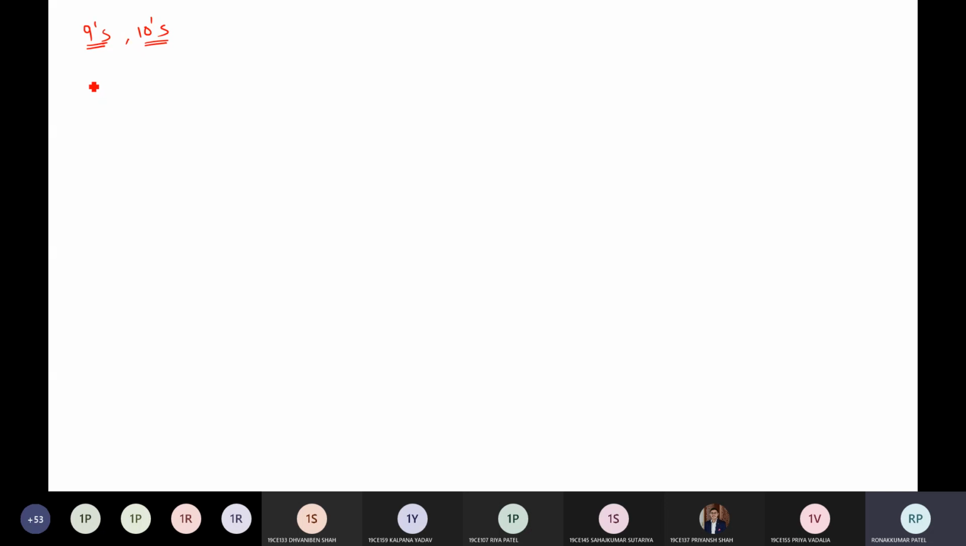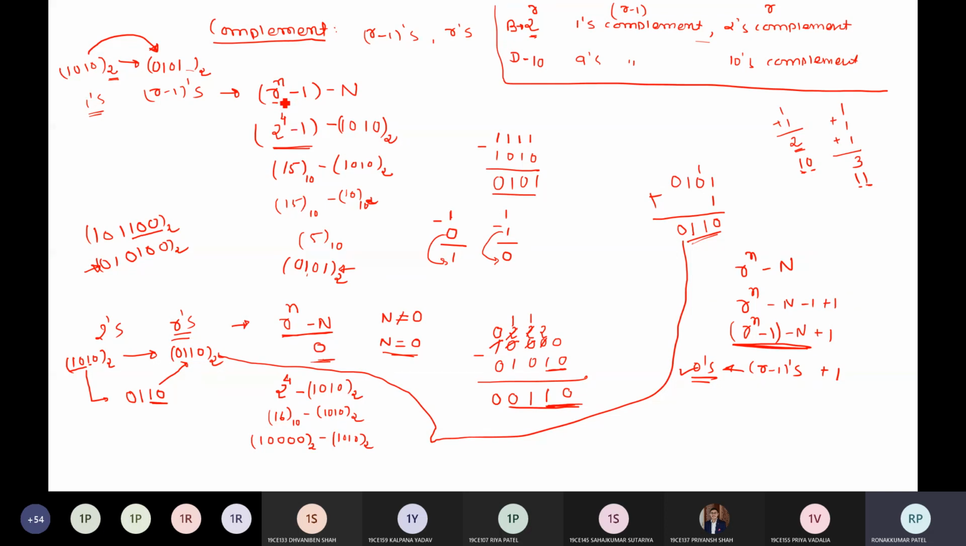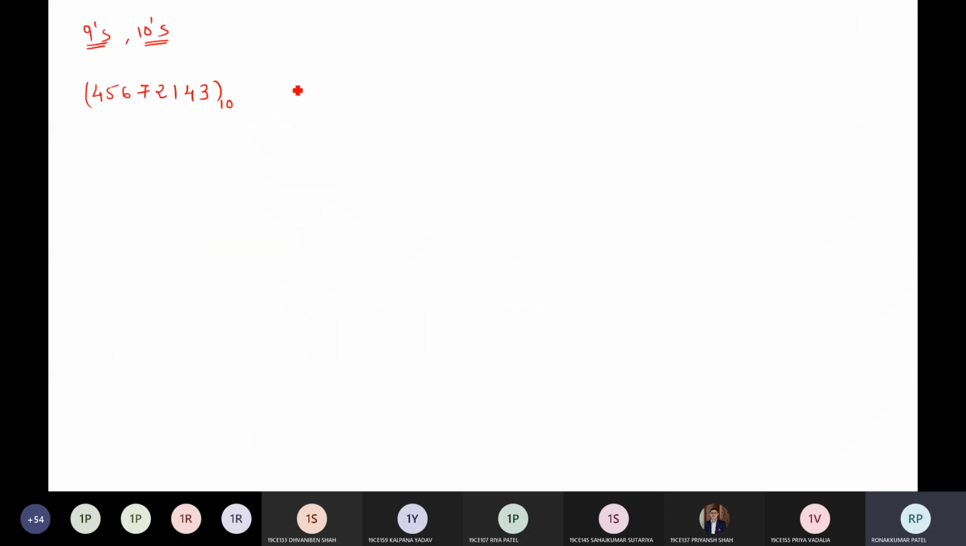Now the equation will remain as it is. Now you need to find the complement of this number, 54672143. This is a decimal number. I want the 9's complement and 10's complement for this. What you will do, if you use this equation, r^n minus 1 minus N: r is 10, 10 raised to small n, the number of digits, 1, 2, 3, 4, 5, 6, 7, 8, so 10 raised to 8, minus 1, minus N. N is your number, this number. This will be decimal and this is also decimal. If you subtract, then you will get the number.